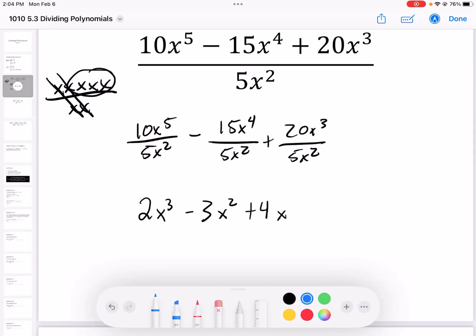Now, sometimes you might get a term, this wasn't in this problem, but if you had something like 30x over 5x squared, then you would write this as 6 over x. Because in that case, you have a single x over 2 x's, which means that the x that didn't cancel out is in the denominator. So sometimes you might end up with stuff like that. Okay, any questions about that or how to divide by monomials? Yeah.